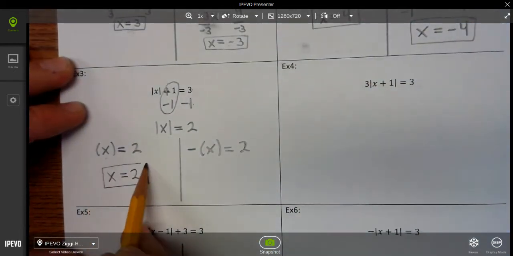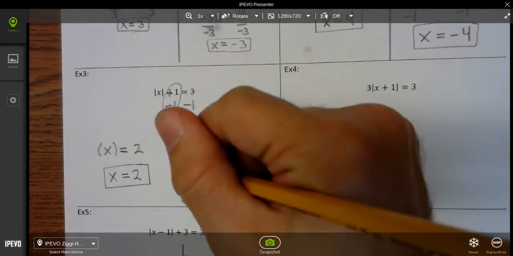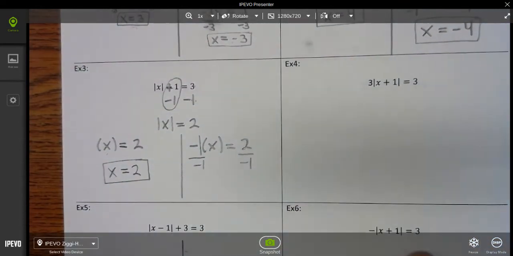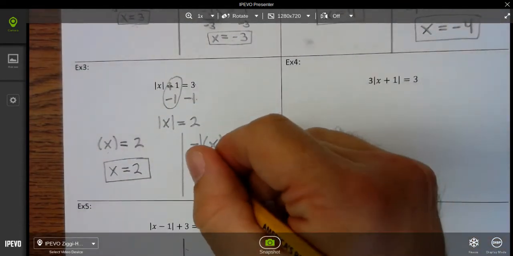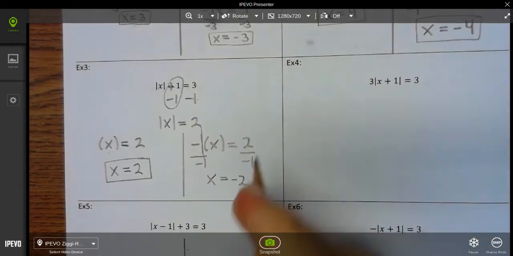There's one solution. Now here we're going to put a 1 in front, so that's negative 1. And we're going to divide both sides by negative 1. And so then negative 1 divided by negative 1 is 1. So you get x equals negative 2.